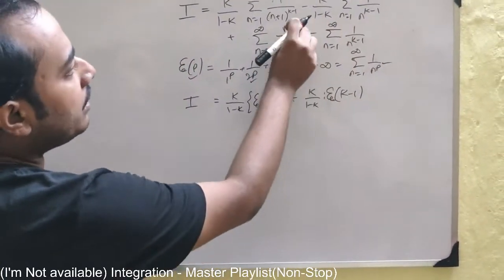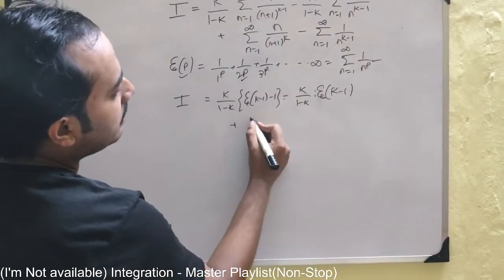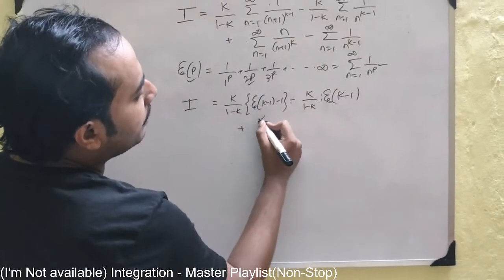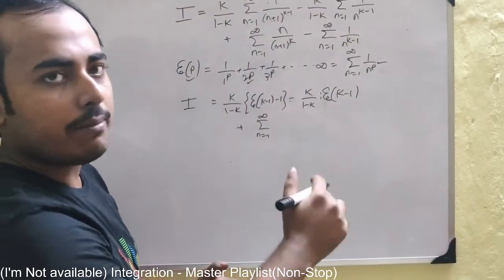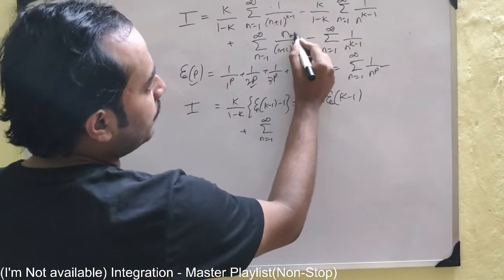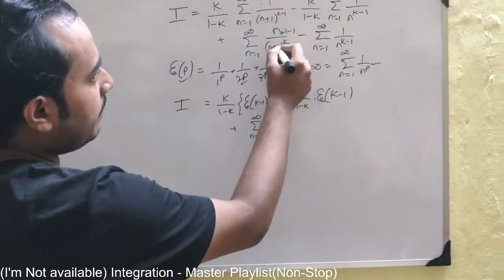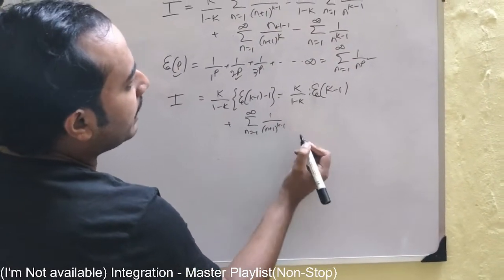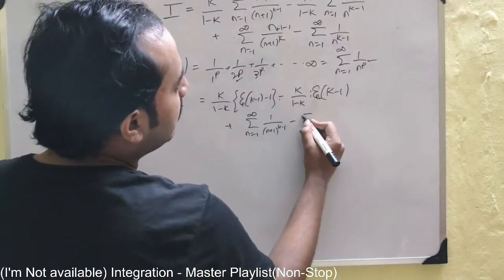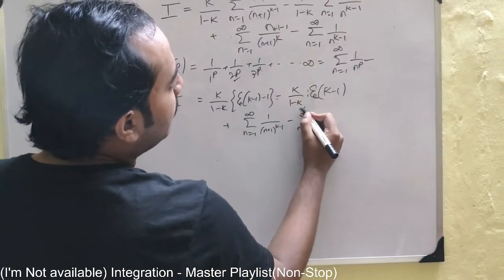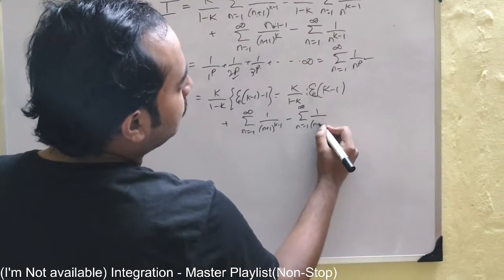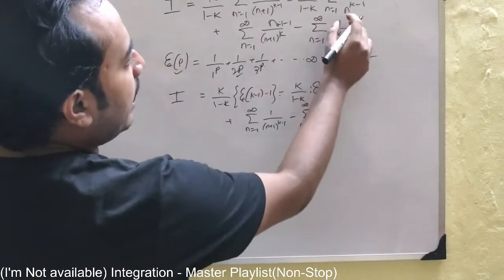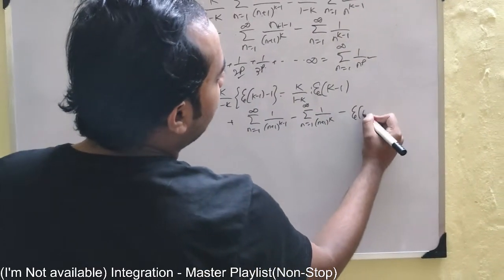Let's come down here. This we can write down as plus summation n equals 1 to infinity. Write n as n plus 1 minus 1. So introduce a plus 1 and a minus 1 here, so that n plus 1 and this cut off, and it gives you 1 by n plus 1 whole to the power k minus 1, and minus 1 gives you this, n equals 1 to infinity 1 by n plus 1 whole to the power k. And the last one is simply zeta of k minus 1.